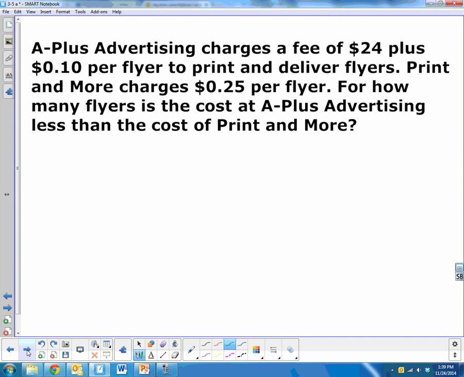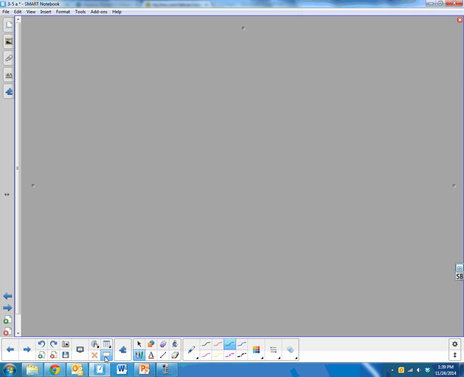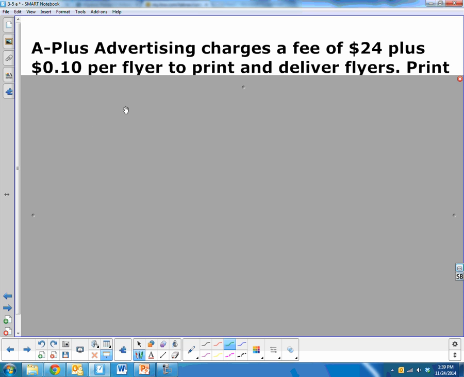We've got a story problem that we're going to do. Advertising company. They charge a fee of $24 plus 10 cents per flyer to print and deliver flyers. I'm going to stop right there. I know you have this on your page, so you can certainly read further. But if I stop at that first sentence, there's numbers in this sentence. This is math class. I might need to know those numbers. So let's look at them.